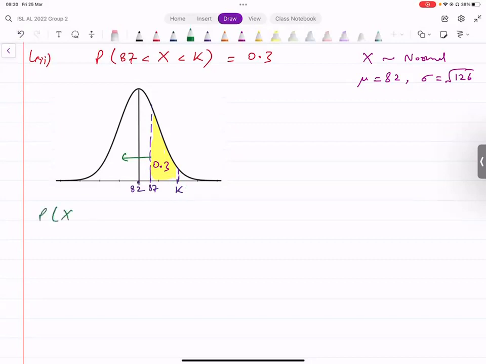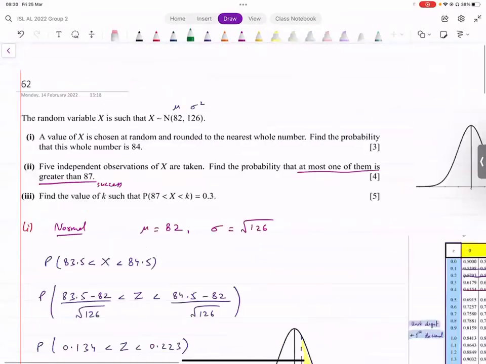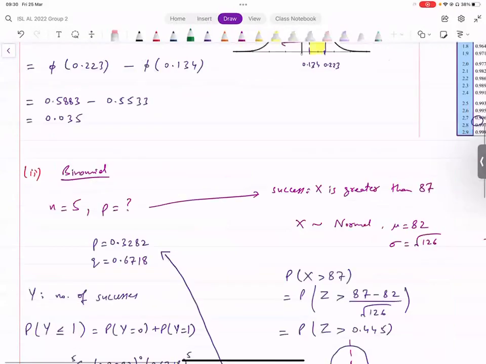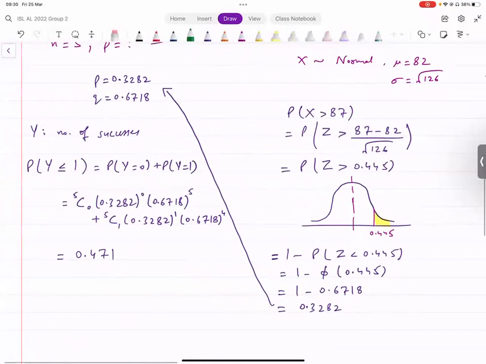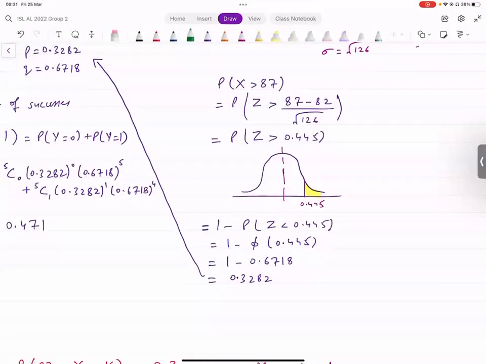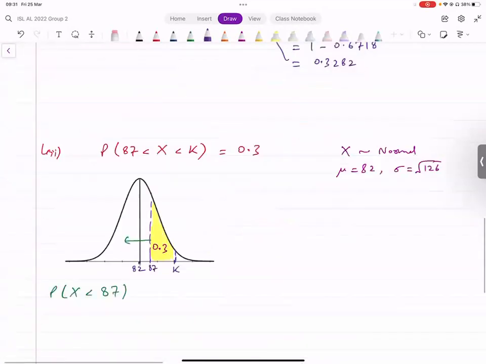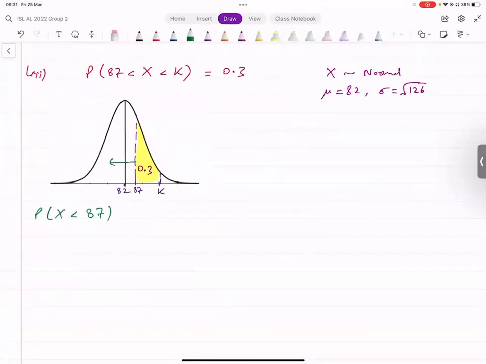Right? So probability of x less than 87, we actually did that in the last part. Last part की working के अंदर हमने less than 87 कहीं पे find किया था. या greater than 87 हमने ये find किया था 0.3282. Less than 87 is basically 0.6718. ये हमने लास्ट पार्ट में फाइंड कर लिया हुआ है. This is 0.6718.